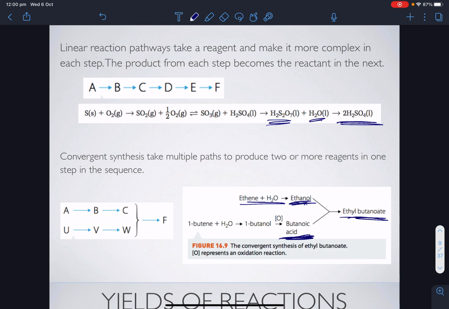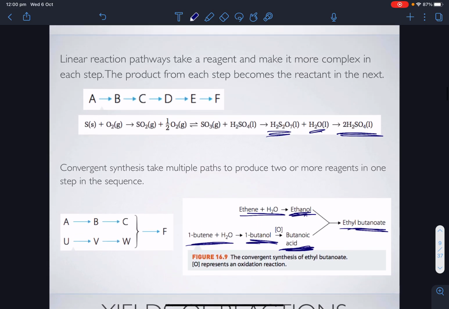And to make the butanoic acid, you're going to oxidize butanol. And you're going to make the butanol by doing addition of water across a double bond. So that's a convergent synthesis. It's taking two or more pathways to make two or more reagents and bring them all together at the end.